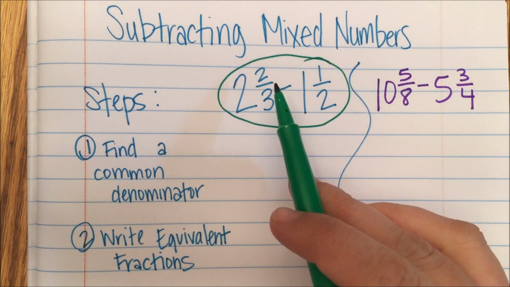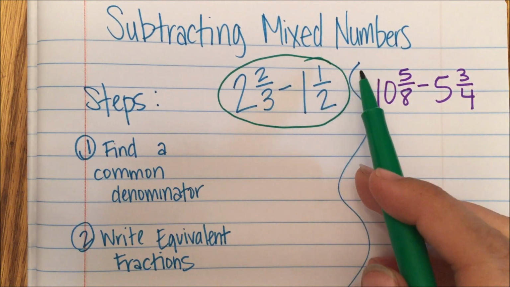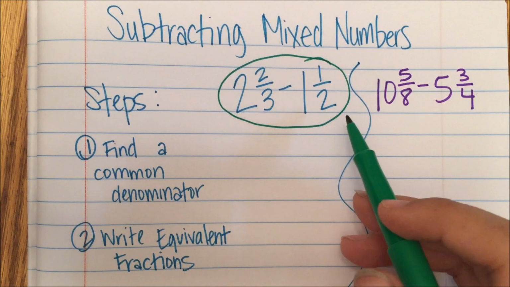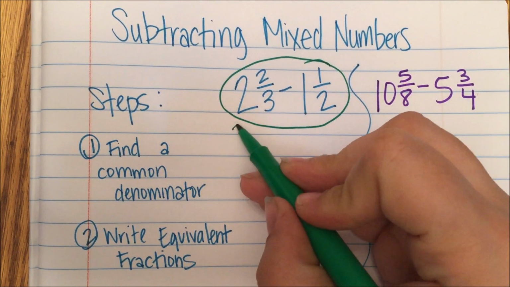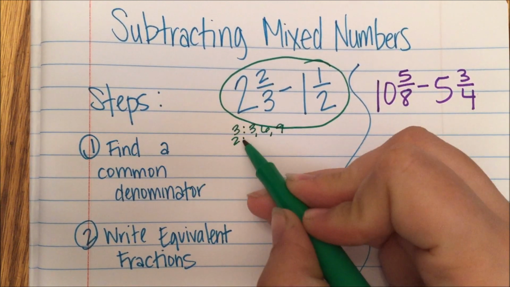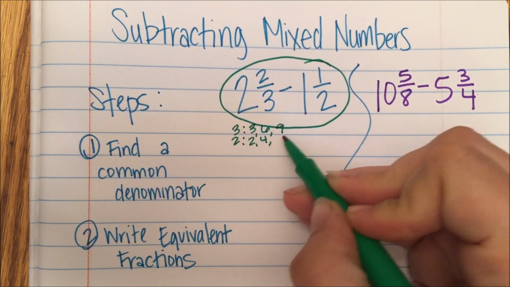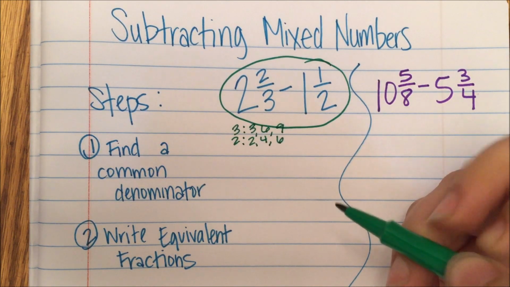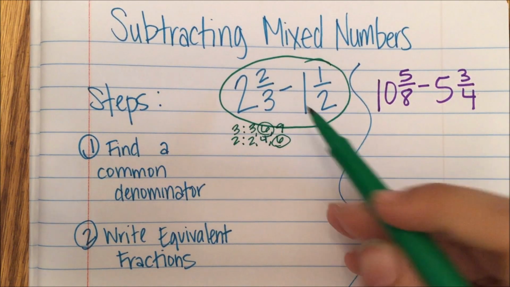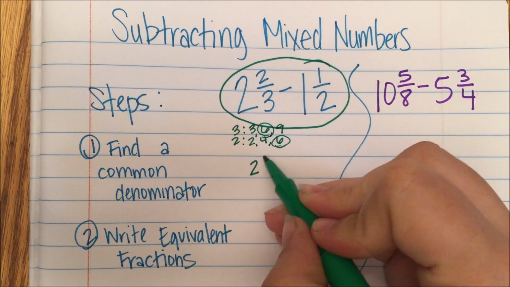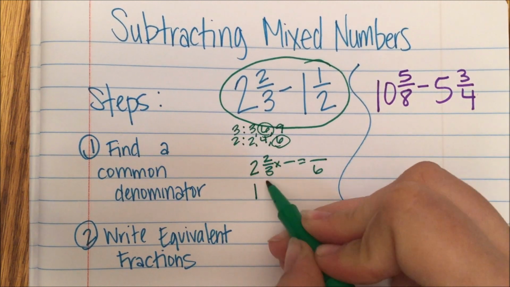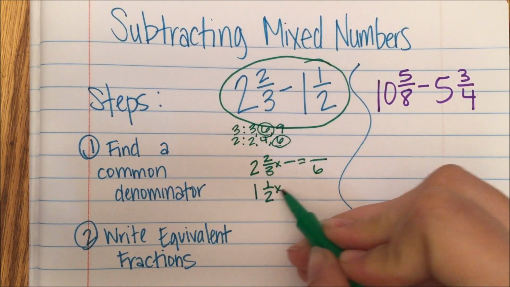Our first one is 2 2/3 minus 1 1/2. So our first step is to find a common denominator for 3 and for 2. My multiples of 3 and 2, we've got 3, 6, 9. For 2, we've got 2, 4, 6. So the first common multiple is 6. We're going to make equivalent fractions with 6 as the denominator. So 2 2/3 and 1 1/2.